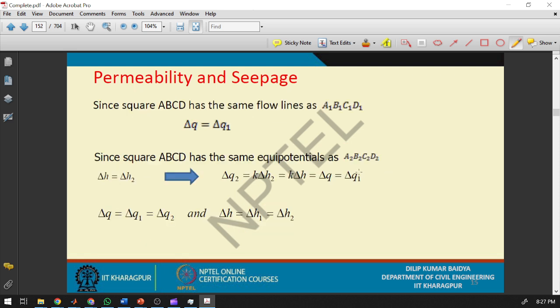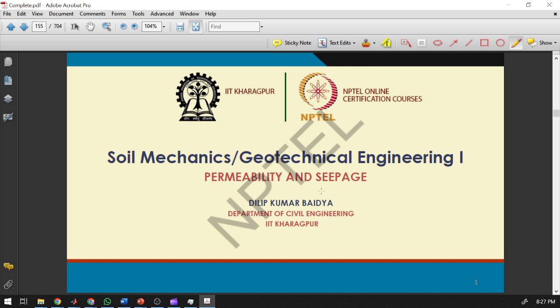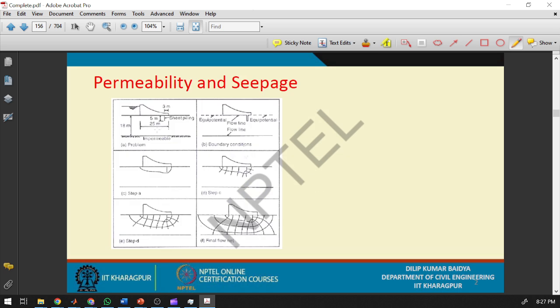As I was saying, Q is equivalent to NF by ND into K into H, where H is the total head loss. Then we're talking about permeability and seepage.